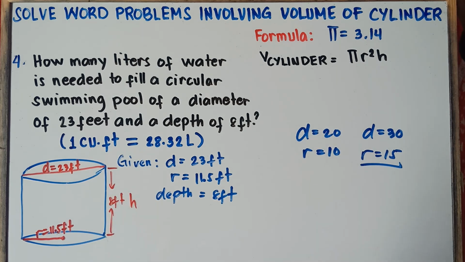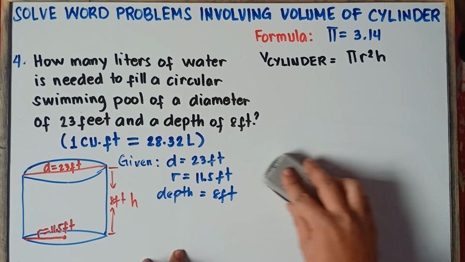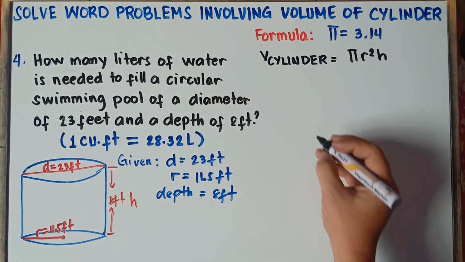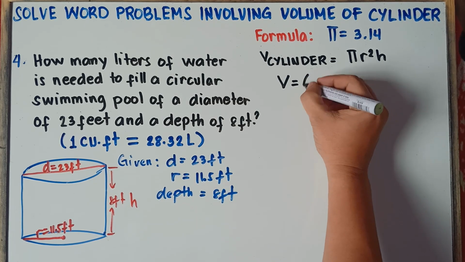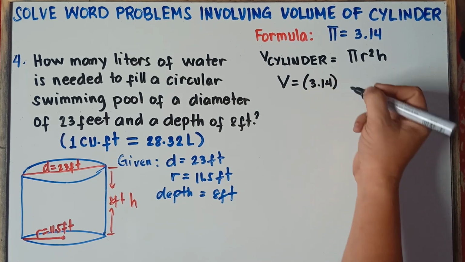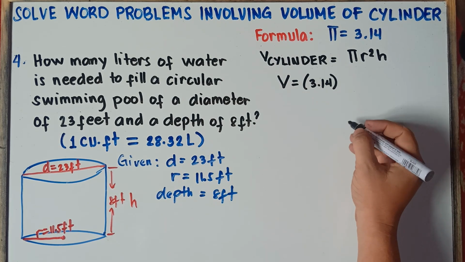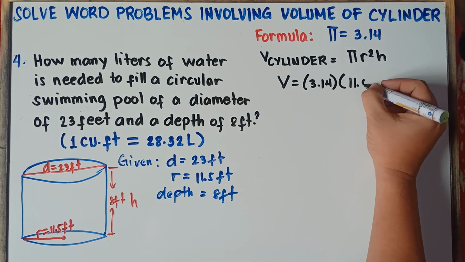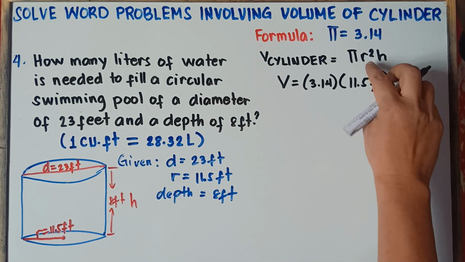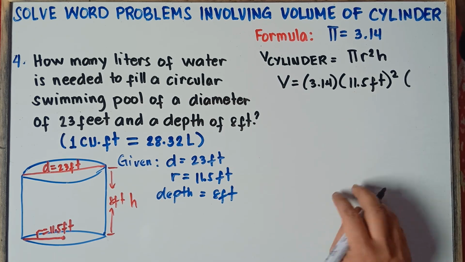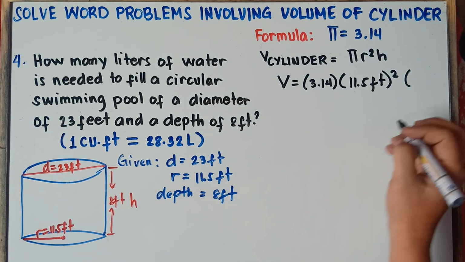So once again, class, first step, we find the volume. Alright, so let's find the volume. The volume is equal to pi, that would be 3.14, and then the radius, that would be 11.5 feet. Do not forget the units, feet, and then squared. Do not forget the squared. And then the height, that would be the depth, 8 feet.